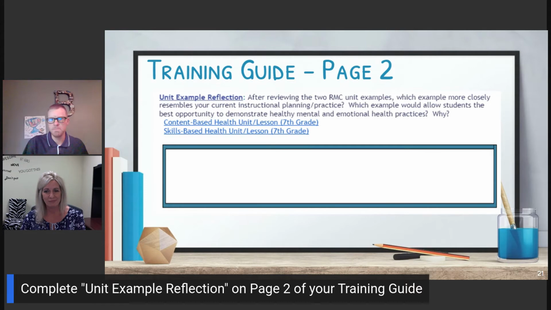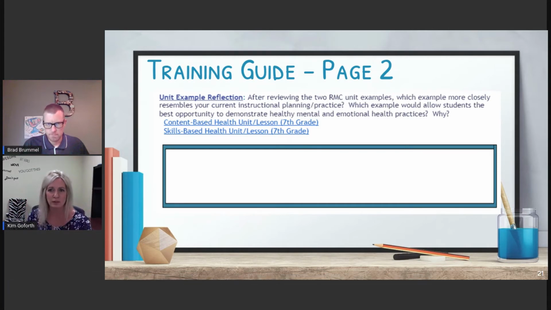Kim, anything else to add? Nope, just take some time to really compare what students are doing. I think that's the most impactful question for me as you compare the 2 different styles of units. So, yep, take some time to reflect. Page 2.